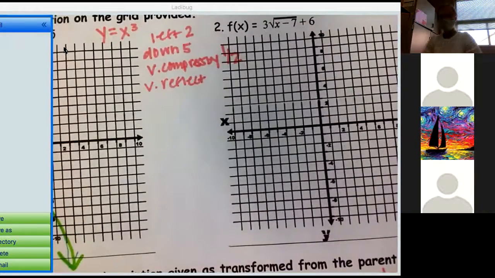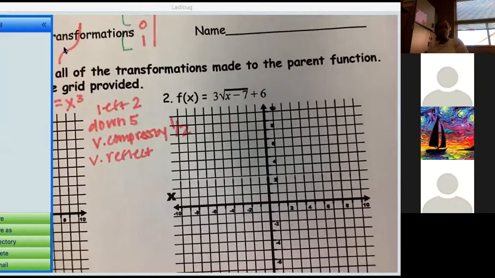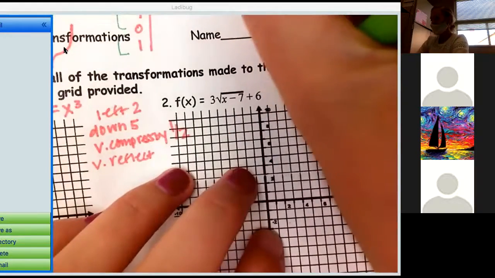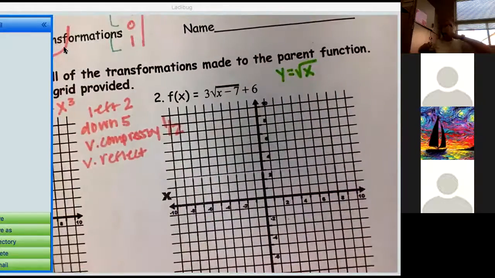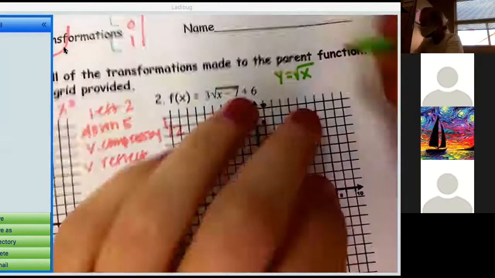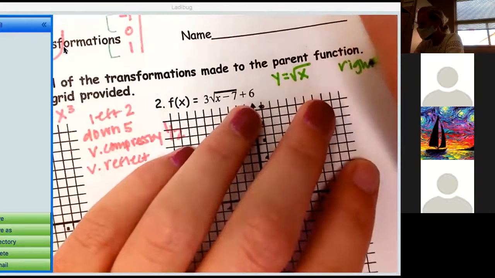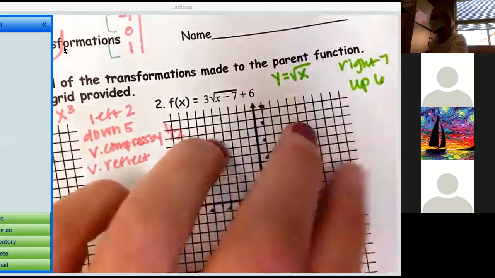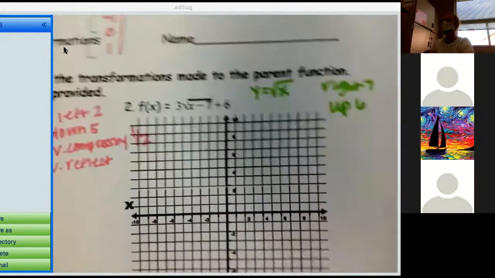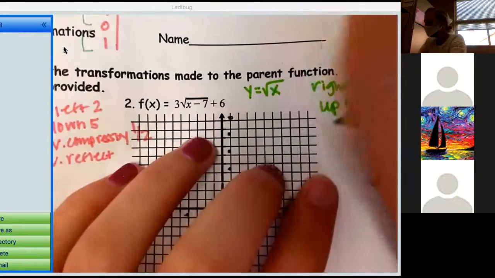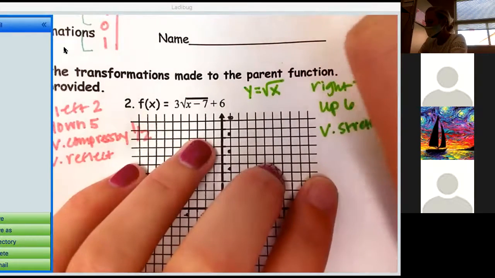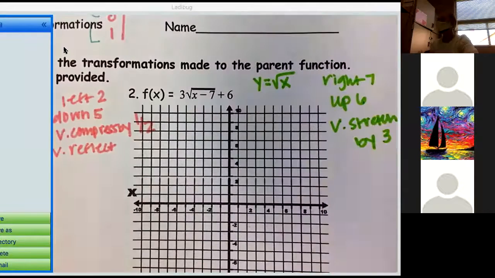I'm hoping we'll have more participation on this one. Parent function, go. What is it? Okay, Drake, I've been missing you. All right, what's next? What kind of transformations do we have? Okay, not up 7. Right 7, and then I heard somebody just say up 6. People at home, you can chime in if you want. What else we got? Good. Vertical stretch by 3, and that's it, isn't it?